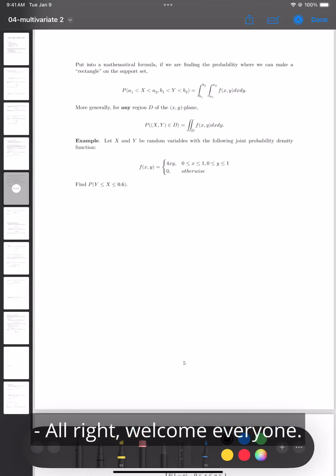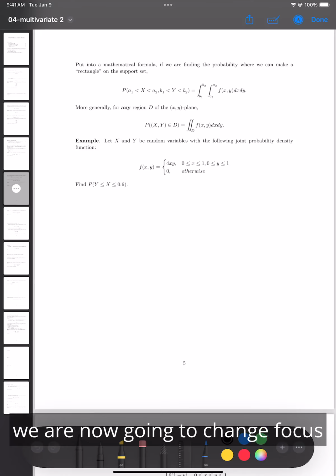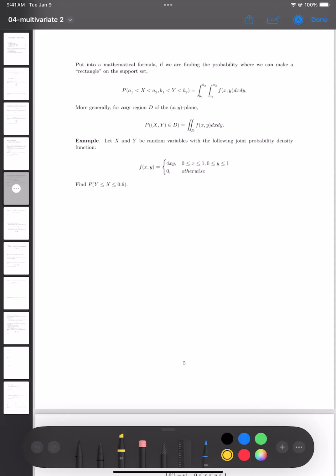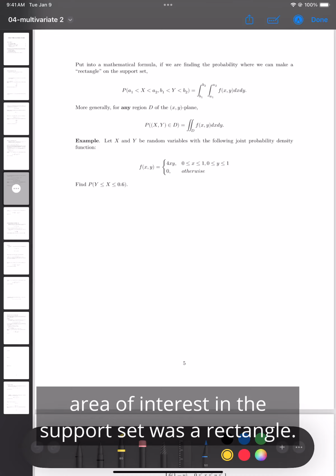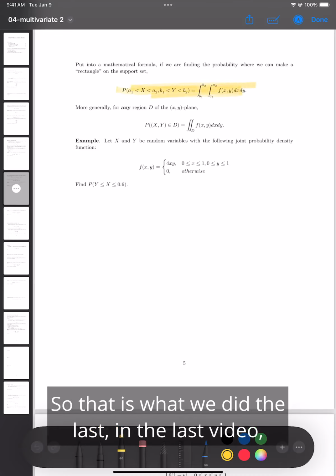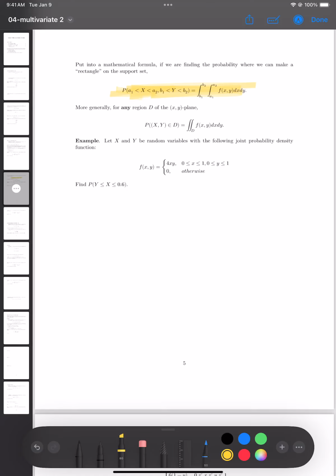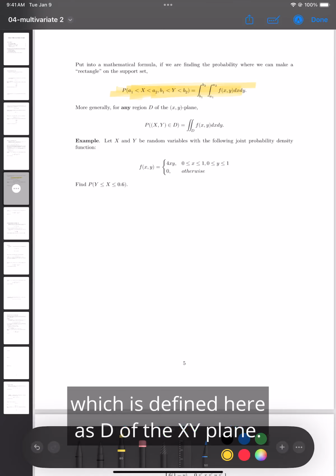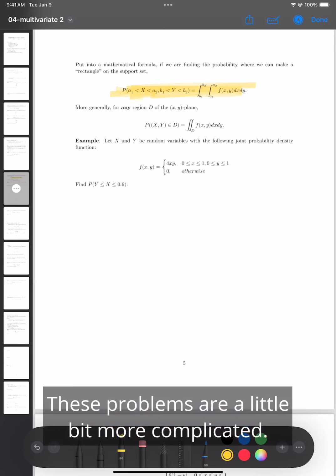All right, welcome everyone. So in this video, we are now going to change focus a little bit from computing probabilities where our area of interest in the support set was a rectangle. That is what we did in the last video. And we're going to change now to a more general region, which is defined here as D of the XY plane.